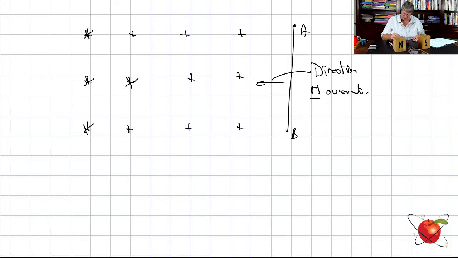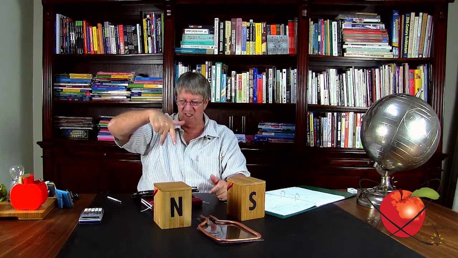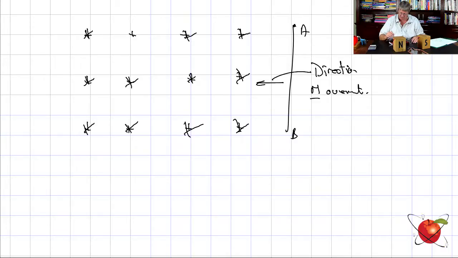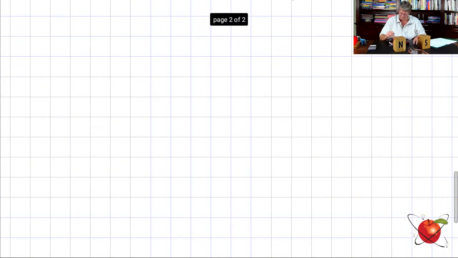I'm changing these to crosses, like that. It means that the field is going into the paper. If the field is going in, my forefinger is my field, the thumb is the movement, so the current is going to be going from A down to B. Remember, you just got to look for the direction of the field first. Now, let's go back to this one. Know how to draw it.